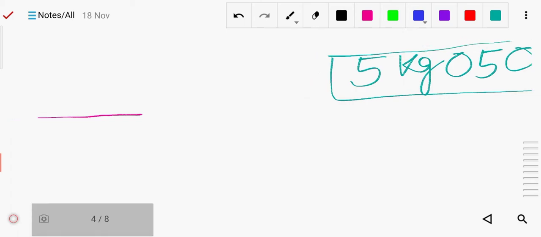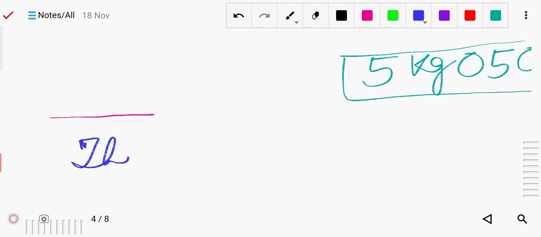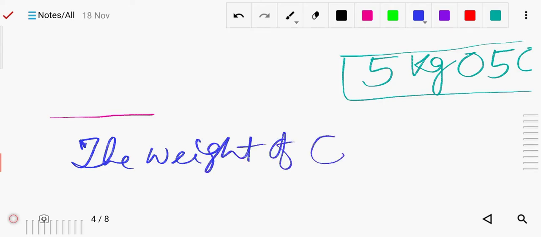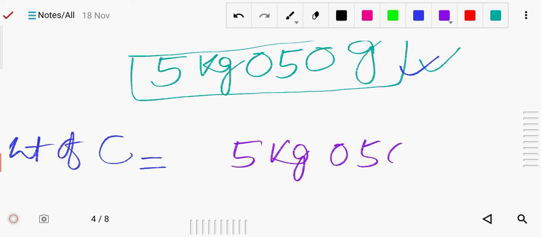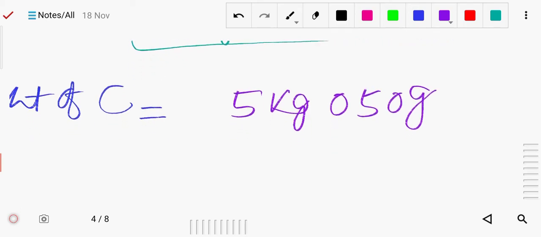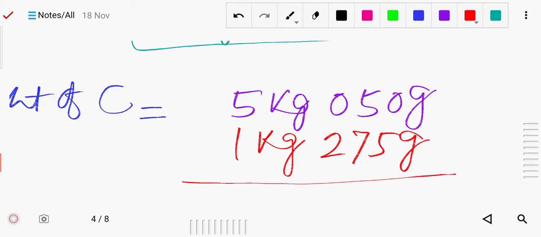So we can find the weight of C. The weight of C is whatever the weight of B is, and it is less by 1 kg 275 gram. So subtract that number. The weight of B is 5 kg and 50 gram, and it is less by how much? 1 kg and 275 gram. Okay, so you subtract it.